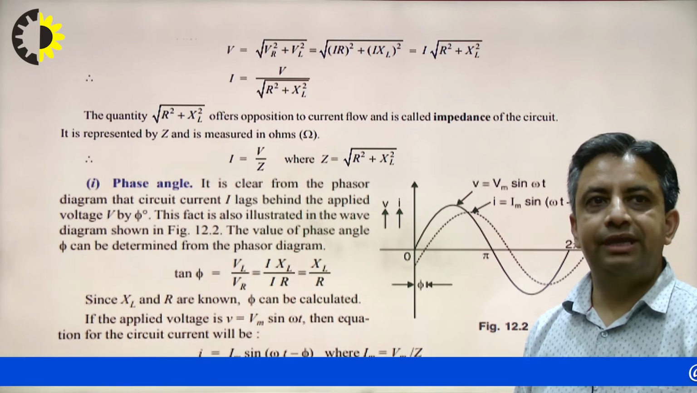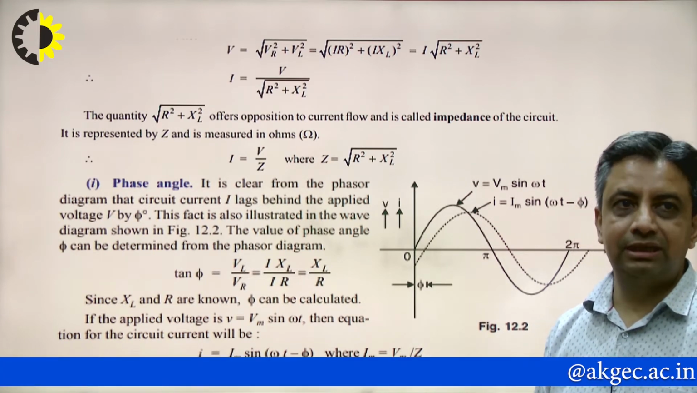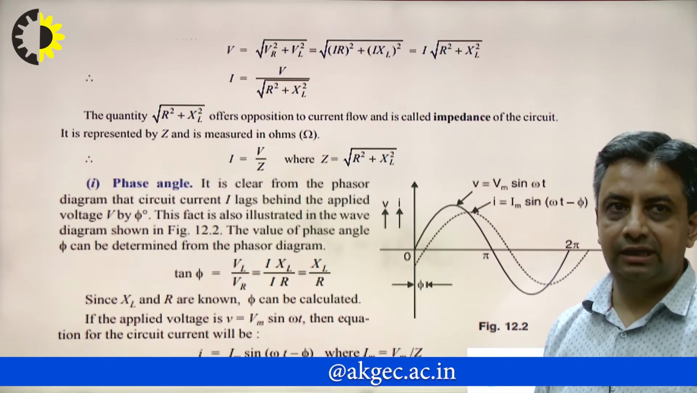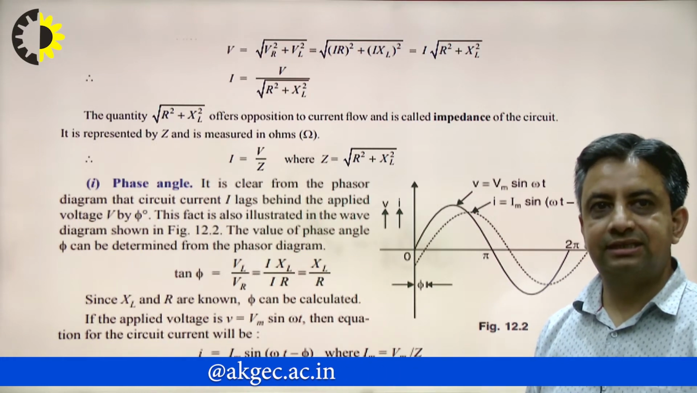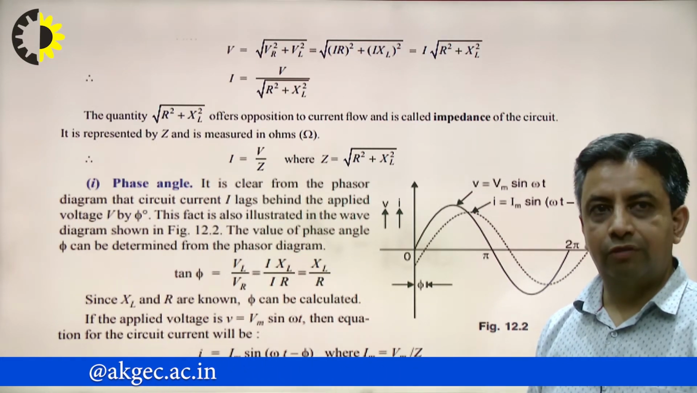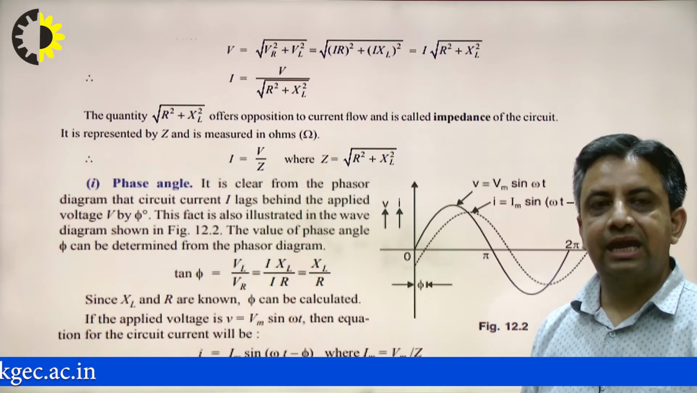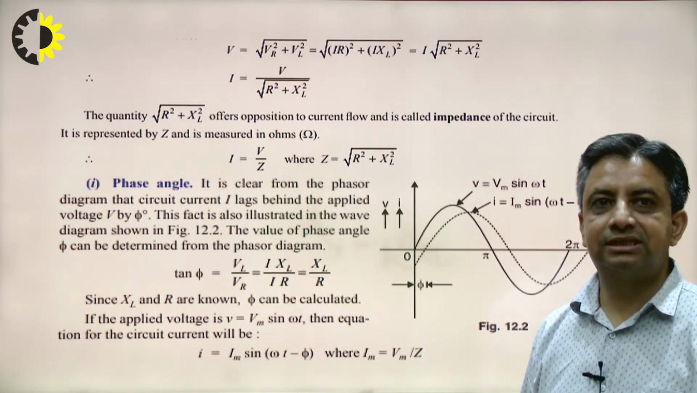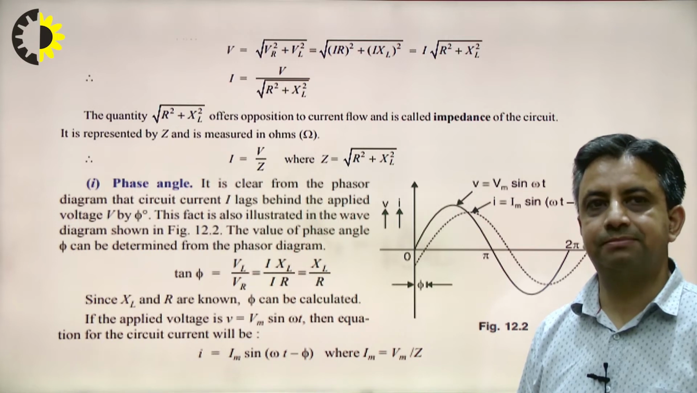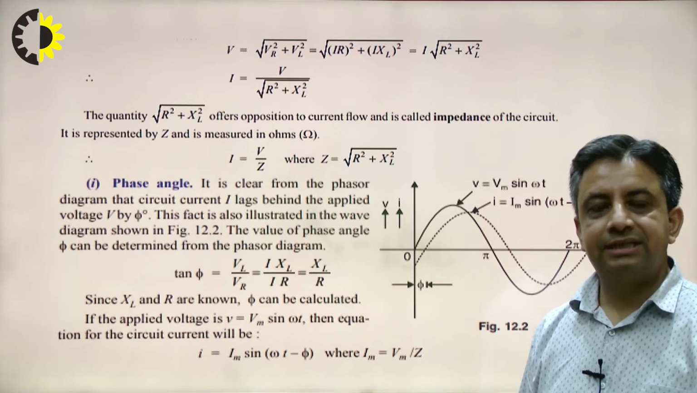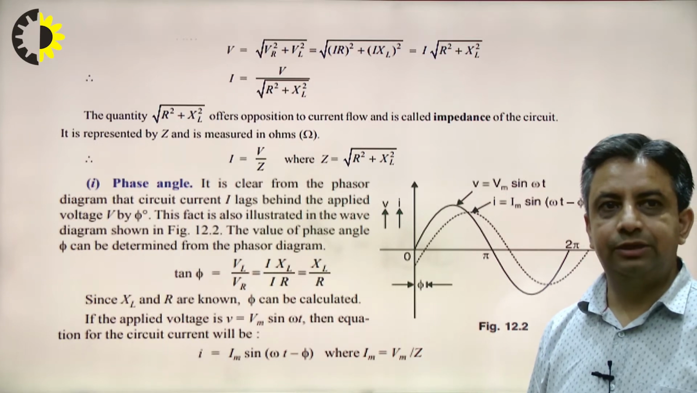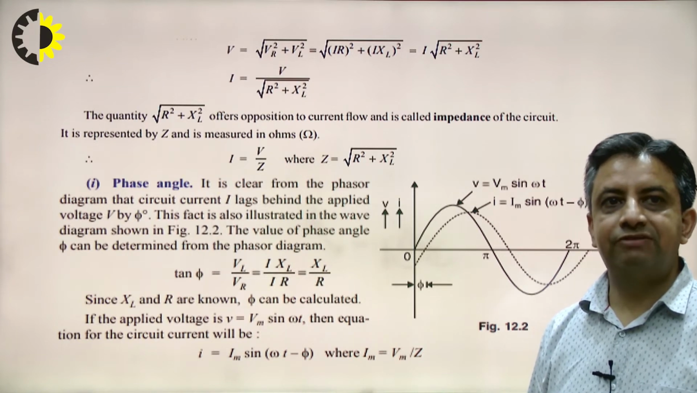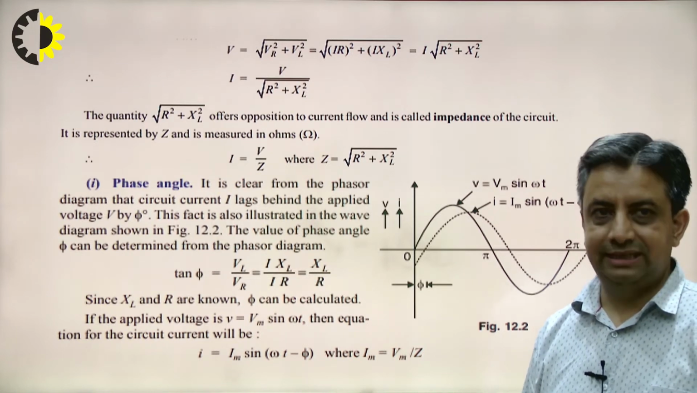Now this denominator is called the impedance of the circuit. Again, it is the opposition offered to the flow of current. Like we have seen in DC circuits, resistance opposes the flow of current. Similarly, in the case of AC circuits, as the energy storing elements L and C are present, this simple resistance is replaced by impedance. This impedance is denoted by capital Z and the unit is ohm. The magnitude of this impedance will be equal to the square root of R square plus XL square.